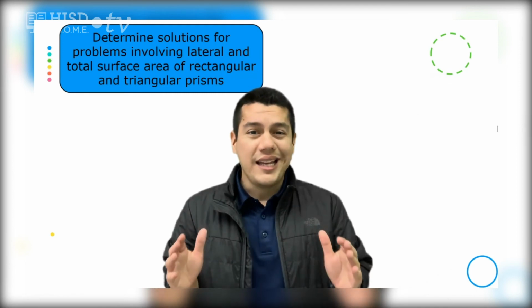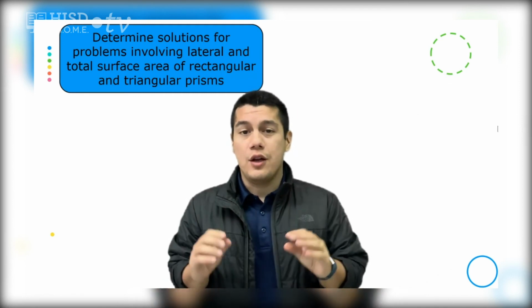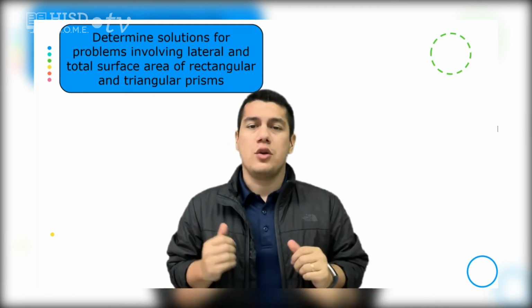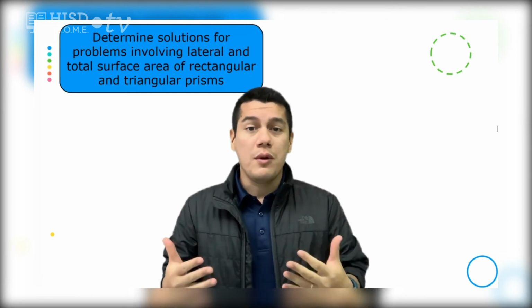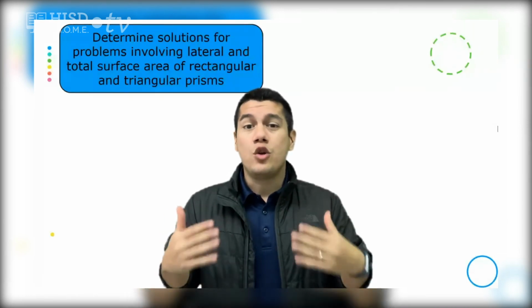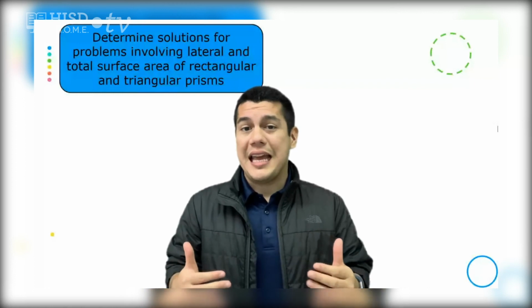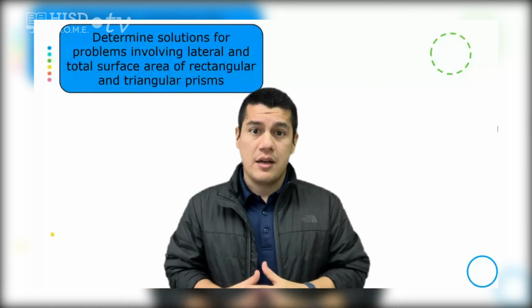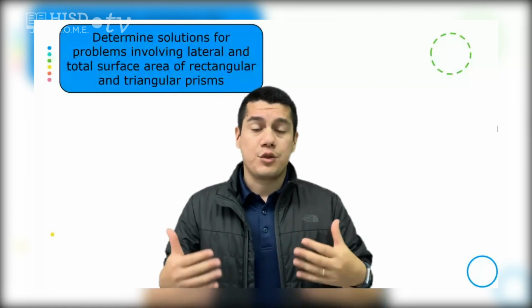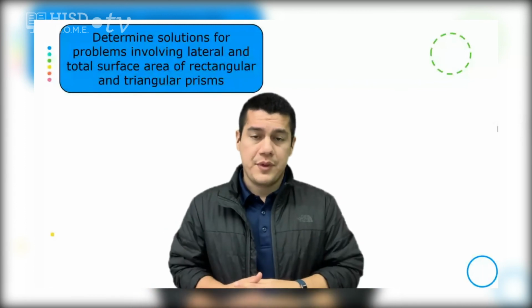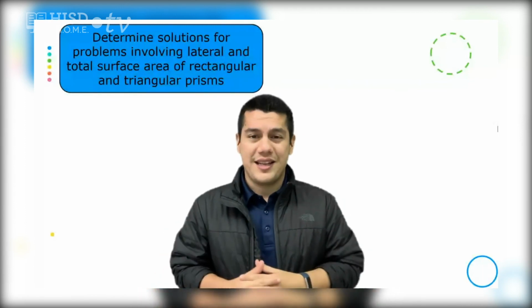Today, our 8th graders will learn how to determine solutions for problems involving total surface area and lateral surface area of rectangular and triangular prisms. So we're gonna look at the following example.